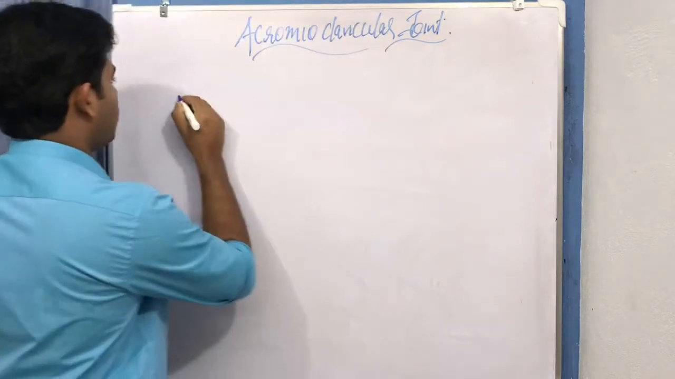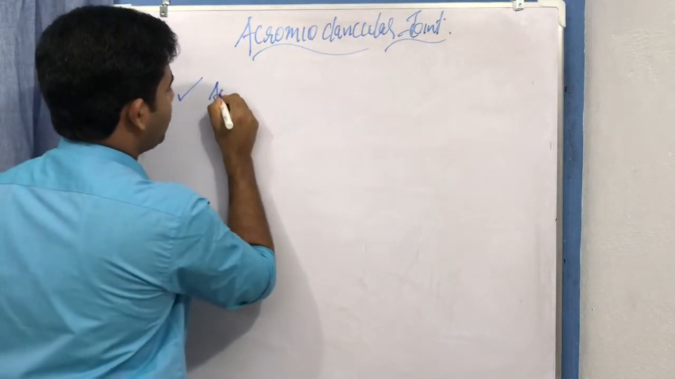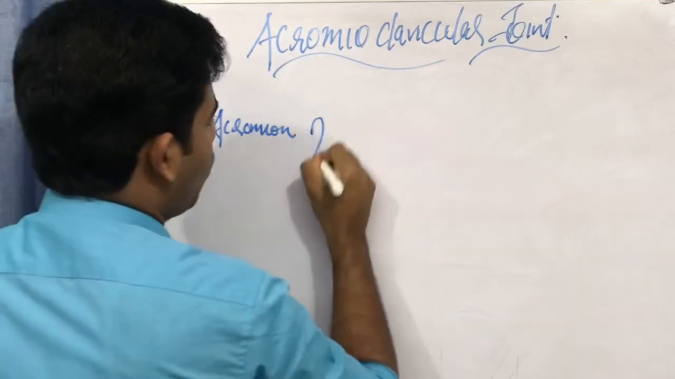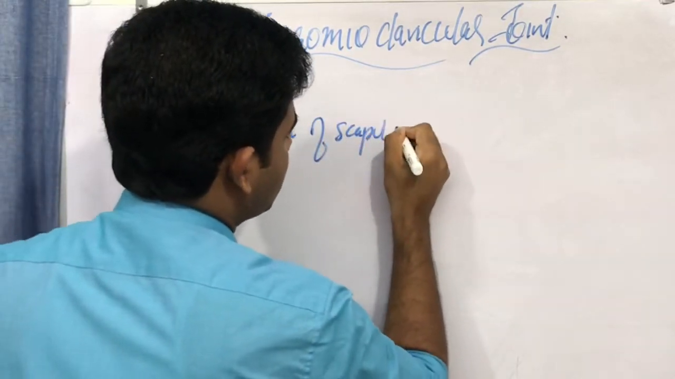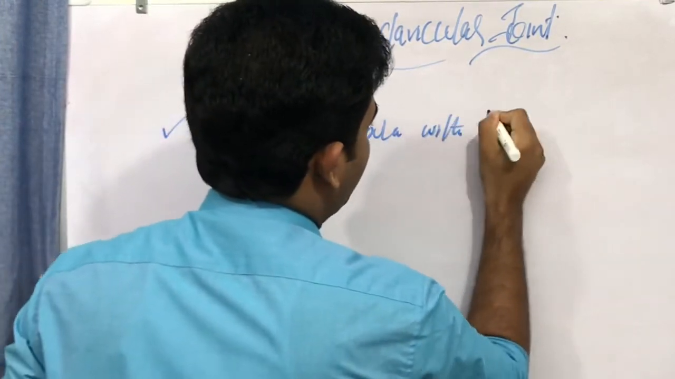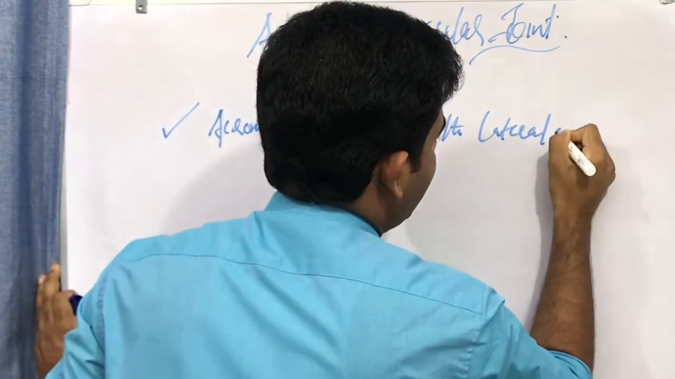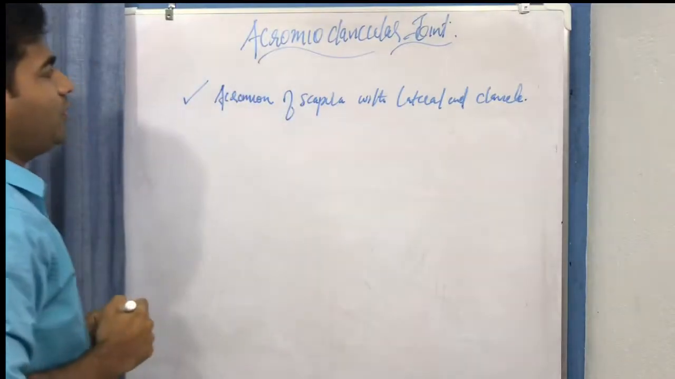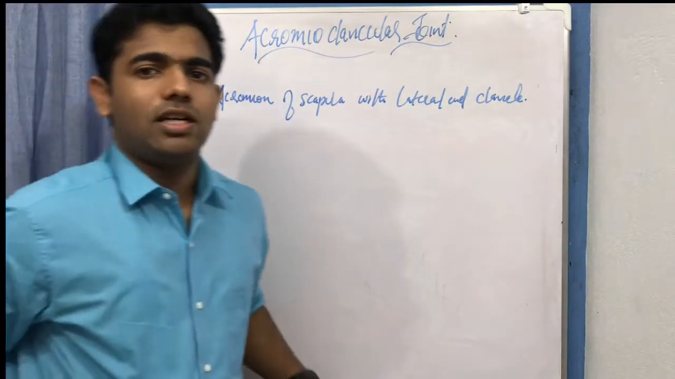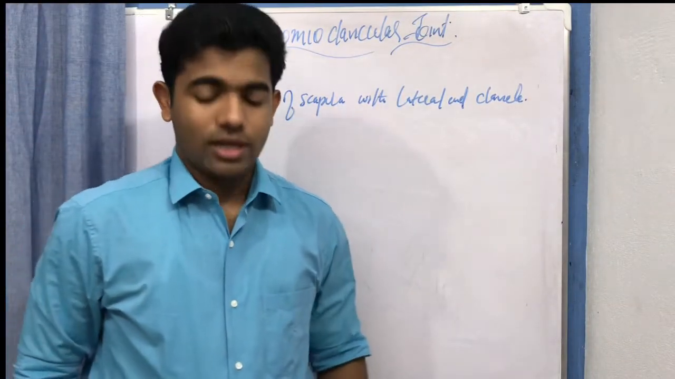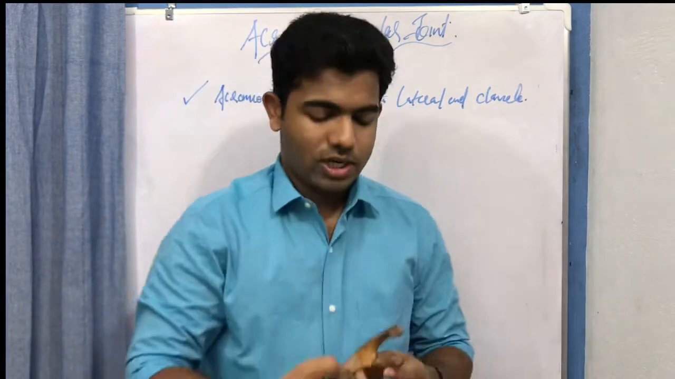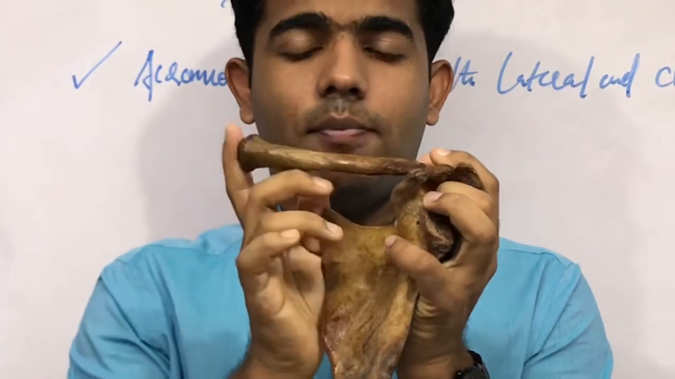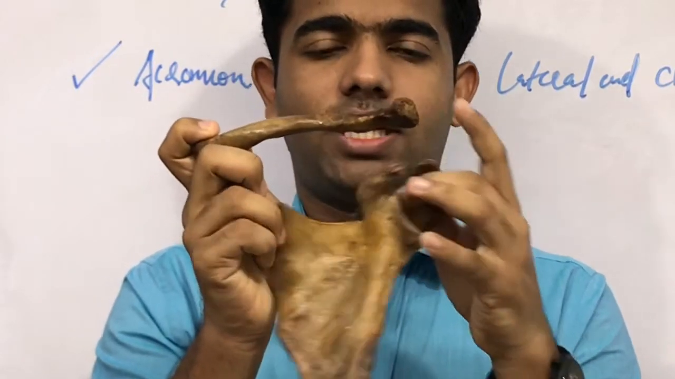So this is an articulation between the acromion process of the scapula with the lateral end of the clavicle. The medial end of the clavicle forms the sternoclavicular joint, and here we have the lateral end of the clavicle forming the acromioclavicular joint. So for your understanding, this is the acromioclavicular joint. Here is the clavicle, the medial end of the clavicle, the lateral end of the clavicle.